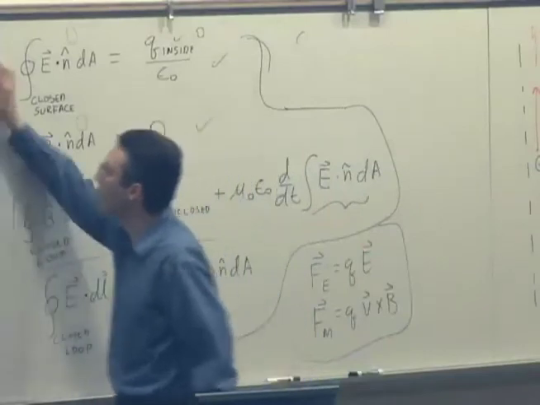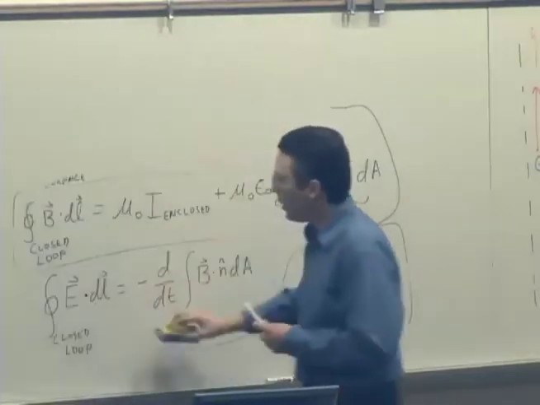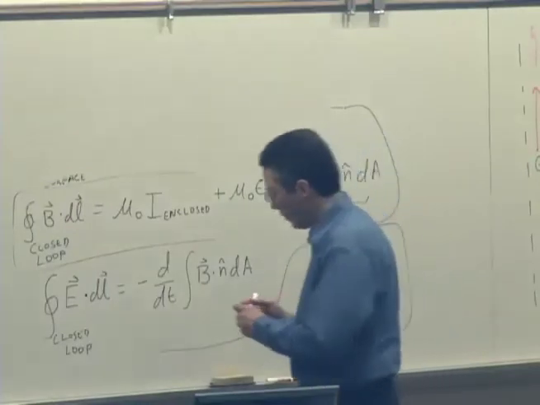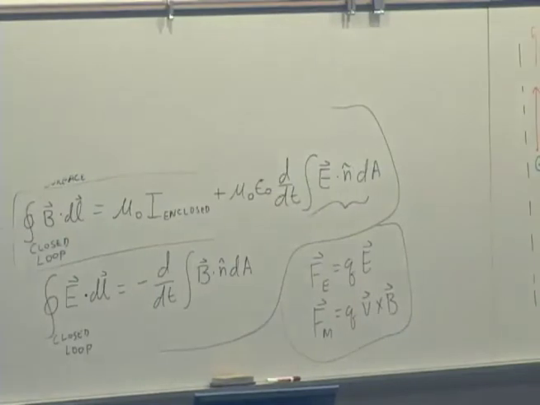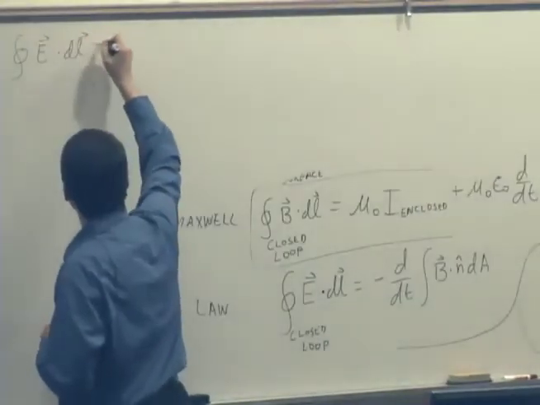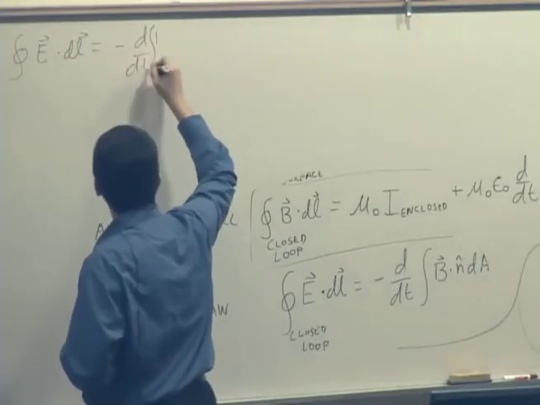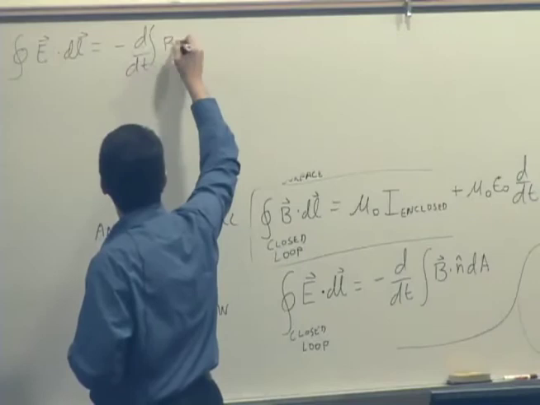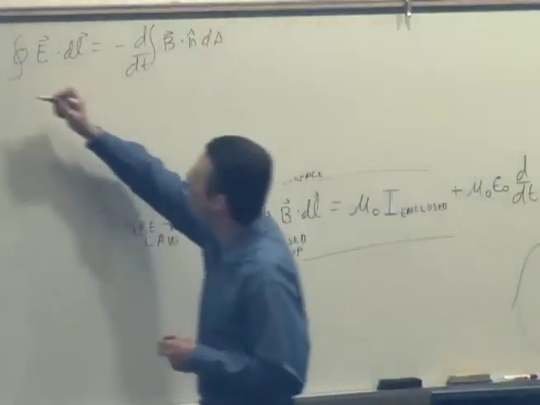Faraday's law. And let me erase some of this. And we're going to look at Faraday's law first. So let me just write it over here. Again, E dot delta L is equal to negative d/dt of the magnetic flux through an area. So this is Faraday.